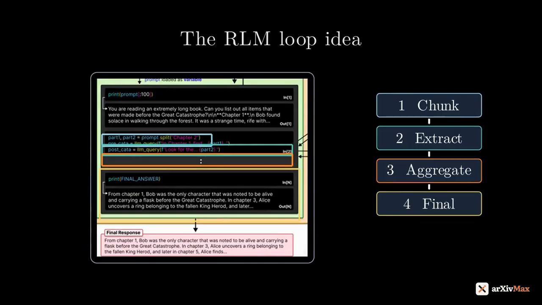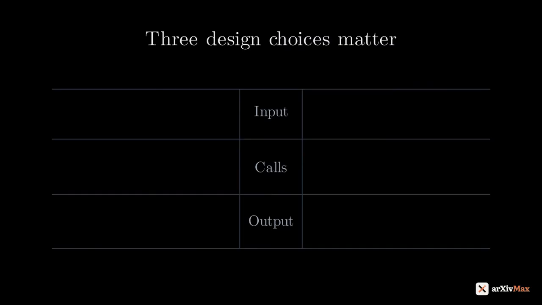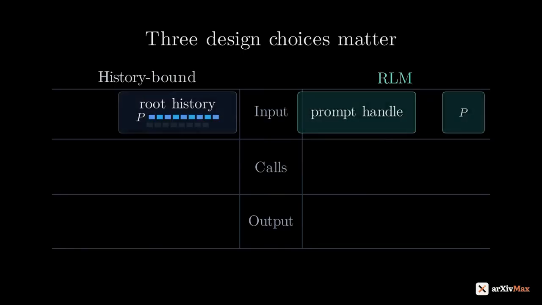A typical pattern loops over chunks, has a submodel extract facts from each, stores them in a list, aggregates, and sets final. Why is this more expressive than simpler scaffolds? 3 choices matter. First, a symbolic handle to the prompt instead of pasting P into the chat history. This alone lets the system handle prompts far larger than the window.